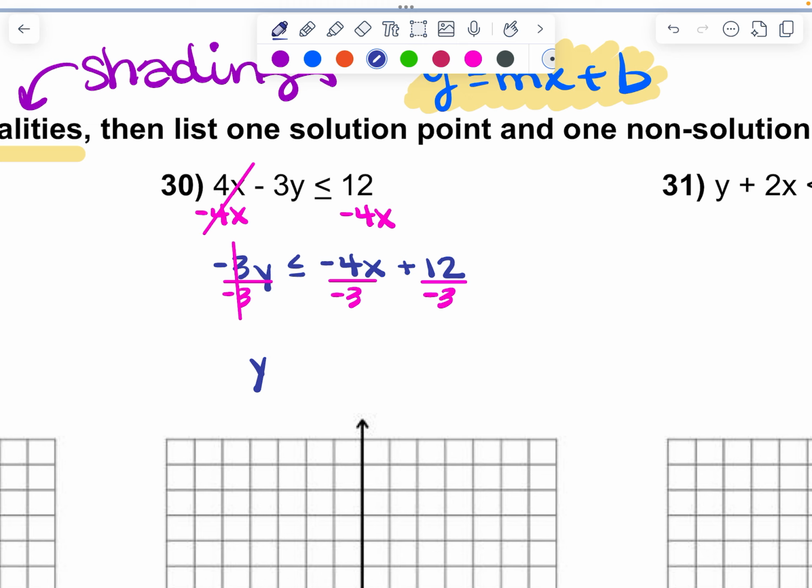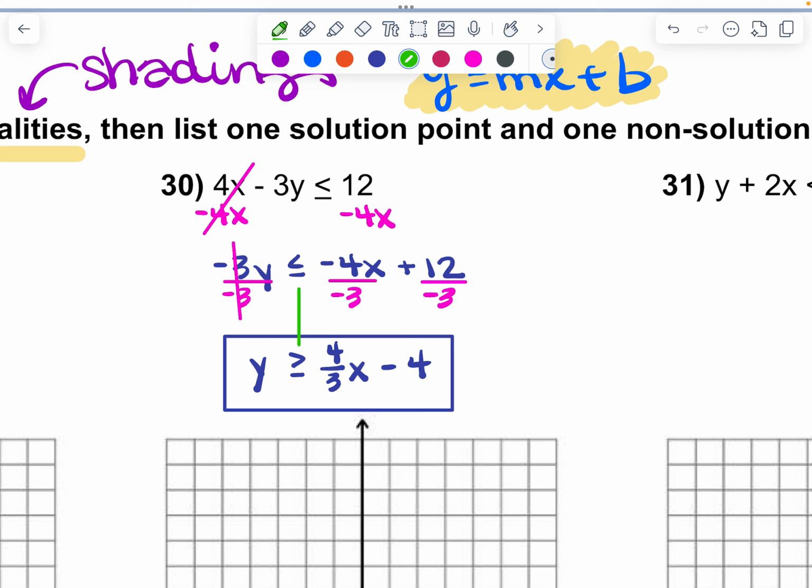And then little bells should be going off because I just divided everything by a negative, which means my inequality symbol needs to flip. And then, of course, a negative divided by a negative is going to give me a positive 4/3 x. And then a positive 12 divided by a negative 3 there is going to give me minus 4. Okay, so this is our y equals mx plus b form. And we noticed that we had to flip.